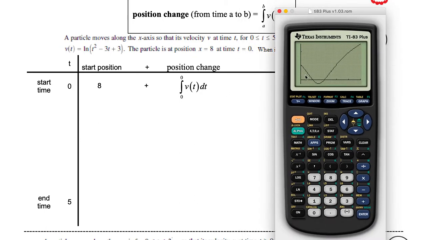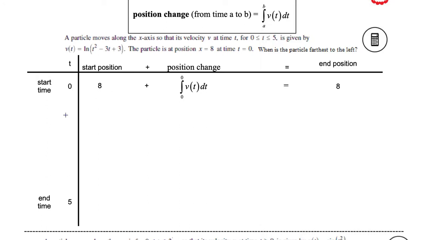And then I need to find all the times where I cross the t-axis. So I cross here, it looks like 1, it looks like 2, but how do I determine that it is indeed 1? I have to find the value of the zero. So second trace to calculate the zero. Second trace 2, and I'm going to guess 1, so anything left of 1, anything right of 1, 1.5. And then I'm going to guess 1, and it is 1. So I come back over here.